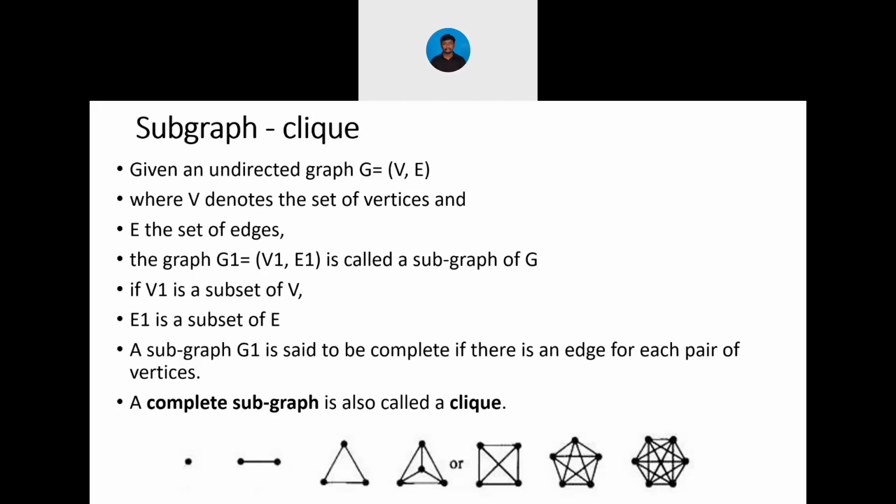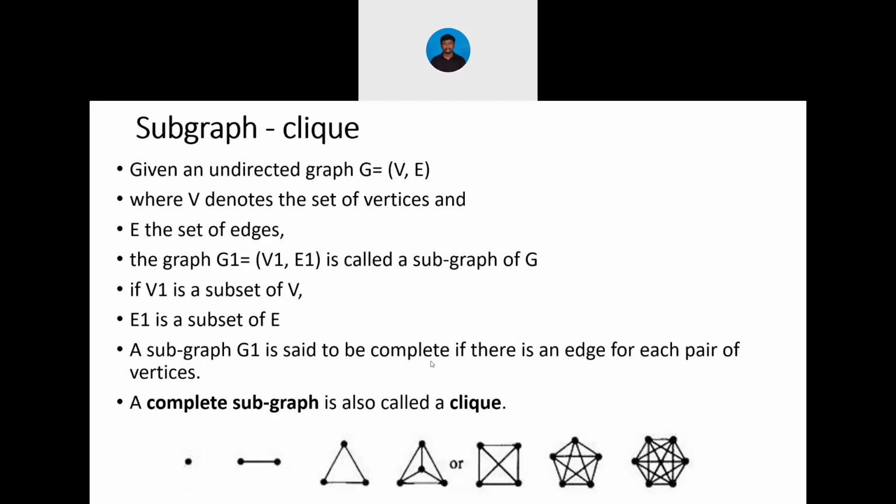So the first concept we are going to study here is the clique. For a given undirected graph, we denote G equal to (V, E), that is vertices and edges. I am going to derive from this main graph a subgraph called G1, which consists of V1 and E1. This is the definition of a subgraph: V1 is a subset of V, and E1 is a subset of E. So this is how we can define the subgraph.